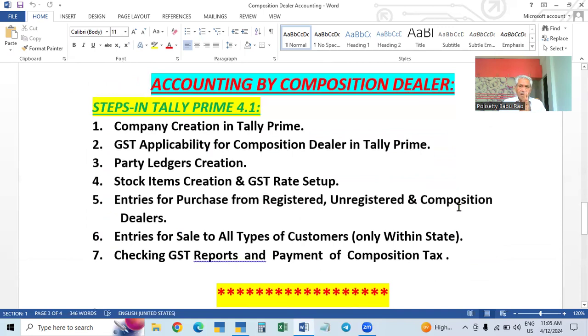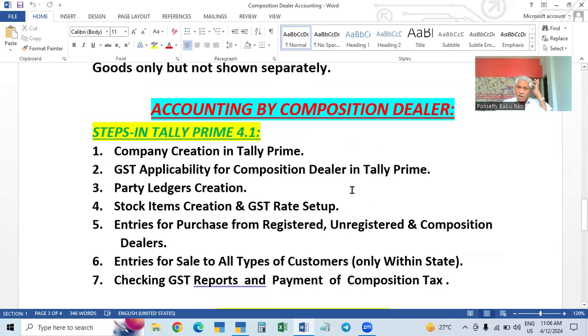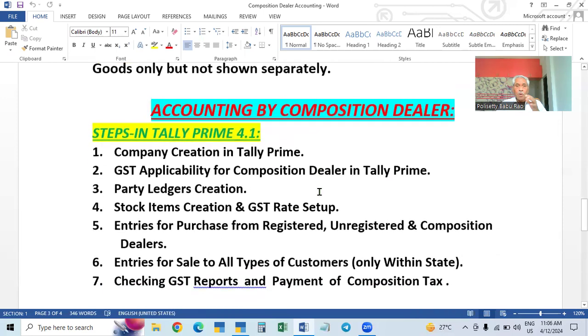Regular dealers we completed already. Regular dealers may be traders, manufacturers, or service providers. In the composition scheme also, only some people are eligible, that is traders, manufacturers, restaurant services without serving liquor, and service providers. And now here, what is the system of accounting in this case? We will go one by one.